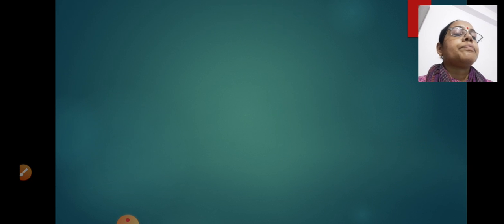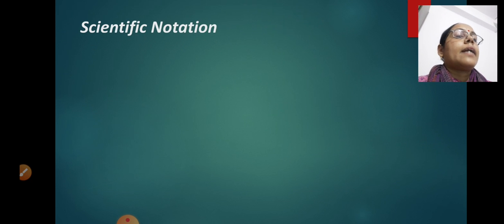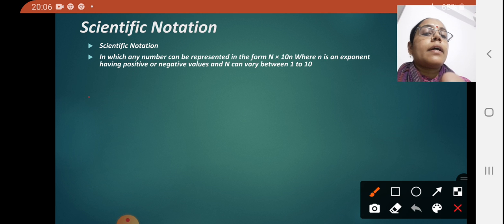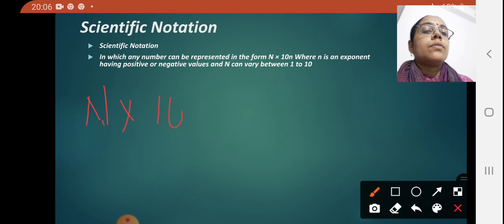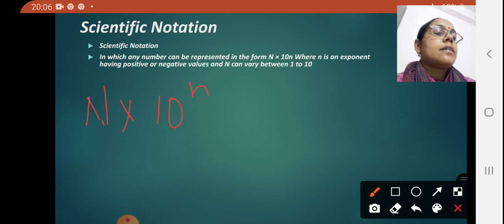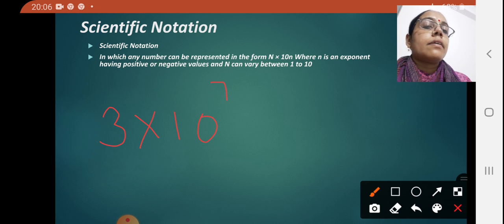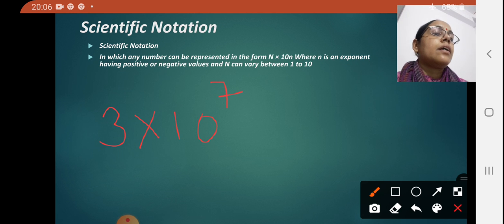Now let us see another topic, that is scientific notation. Very important topic. Now what is scientific notation, students? In scientific notation, any number can be represented in the form of N into 10 to the power n. For example, 3 into 10 to the power 7. This is one of the scientific notations.